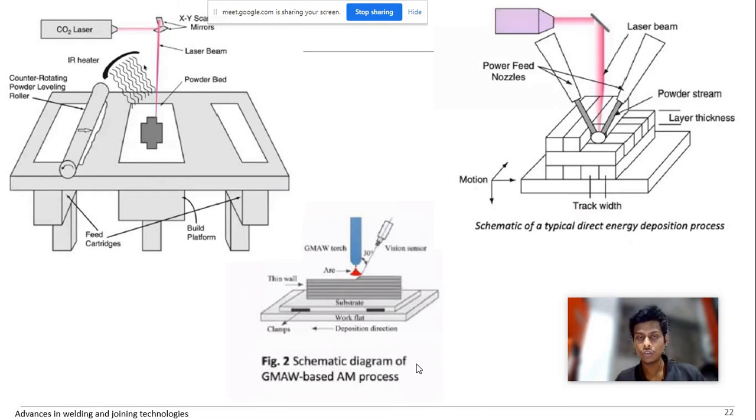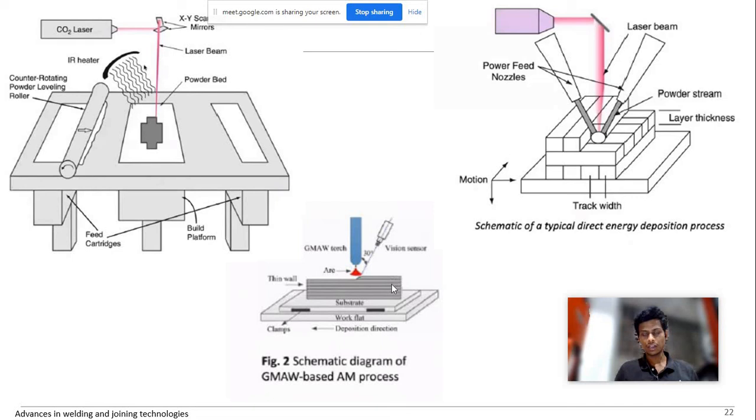But if I want to deposit medium to large size components with medium complexity, then we can go for arc welding. As we know, the arc welding setup is also much cheaper compared to an electron beam welding setup or a laser beam welding setup. So we can customize the arc welding setup for additive manufacturing. This figure explains the schematic diagram of the GMAW based AM process, where an arc will be there and we'll be depositing layer by layer based on the slice information.